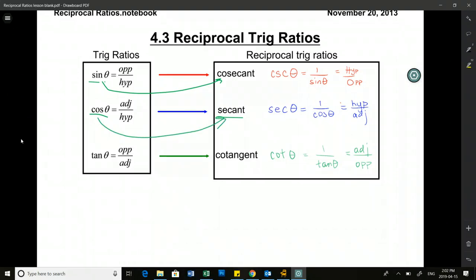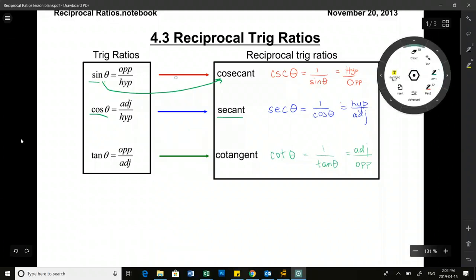Just because sine starts with an S doesn't mean that its reciprocal is secant. It would be nice if it was called that, but it's not. So just remember that they're opposites. Sine matches up with cosecant, and cos matches up with secant. And then, of course, we can remember cotangent because it has the word tangent in it.